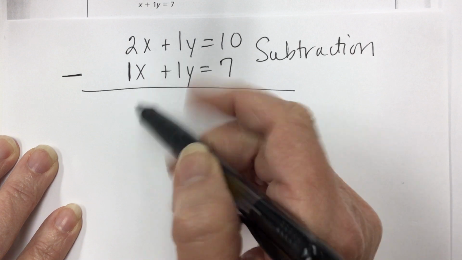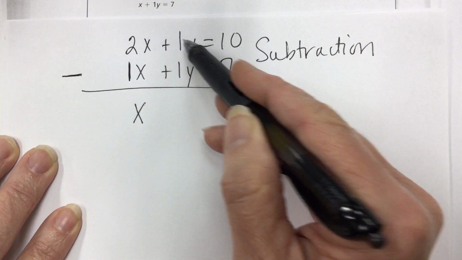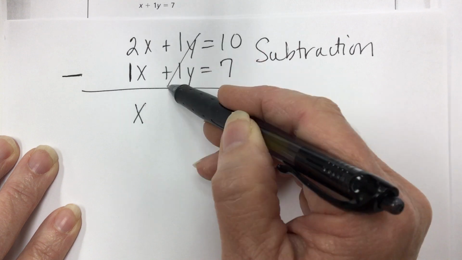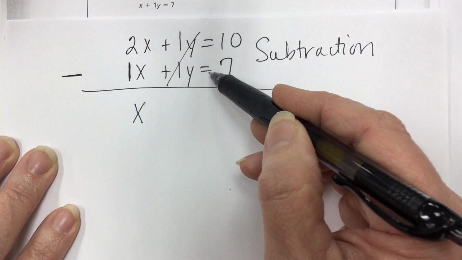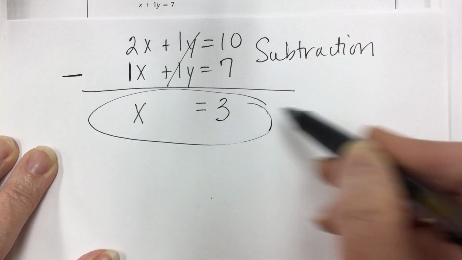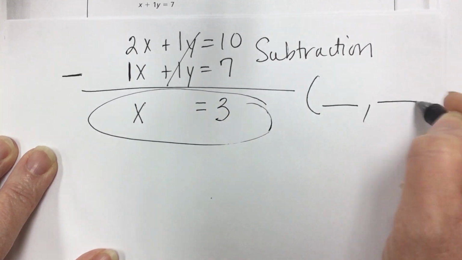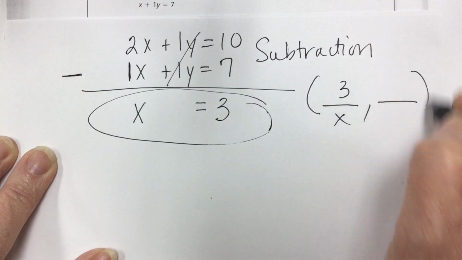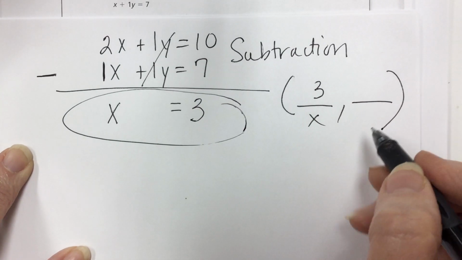So we're going to be subtracting each one of these. 2x minus 1x gives you x. 1y minus 1y, they cancel. And 10 minus 7 gives you 3. So immediately we know x equals 3. Now we must find y.